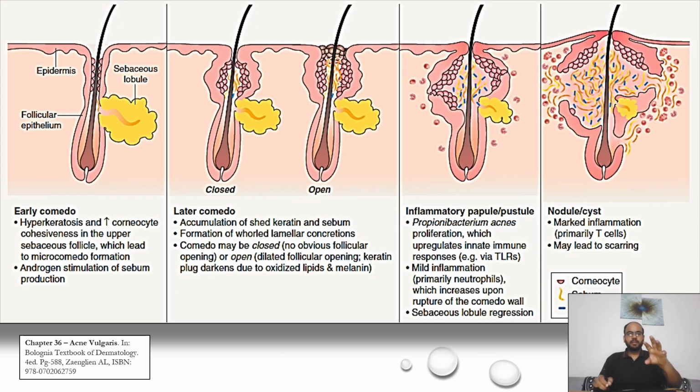Now this is the same picture that we have discussed in the previous 4 slides, and this is from Bologna, page 588. So it's a good picture that shows you the progression starting with the comedo formation. This is the comedo formation. Then there is plugging of the follicle. Then there is increased inflammation, and then there's destruction and scarring. So that is how you have to layer your answer to explain more about the follicular hyper-keratinization leading to acne formation. Okay.